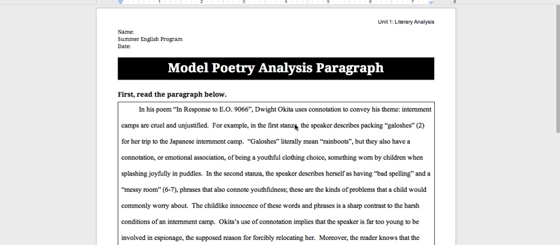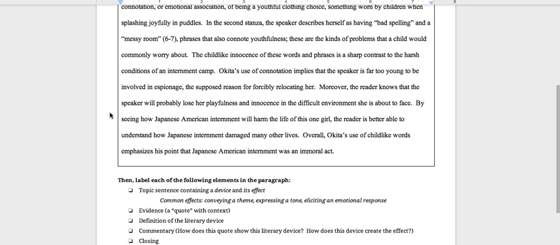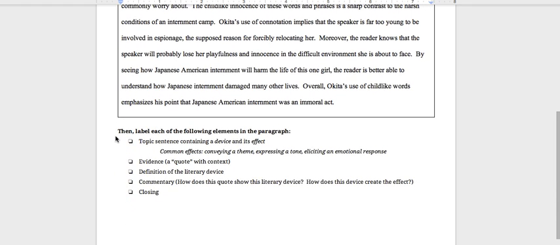In this video, I'm going to break down the annotations for this model poetry analysis paragraph. Before we begin, please make sure that you have read this paragraph and that you have used comments to label each of the following elements. You should have labeled a topic sentence. You should label evidence. You should label the definition of the literary device. Should label the commentary and the closing. If you have not done these steps, pause the video now and come back when you're ready.